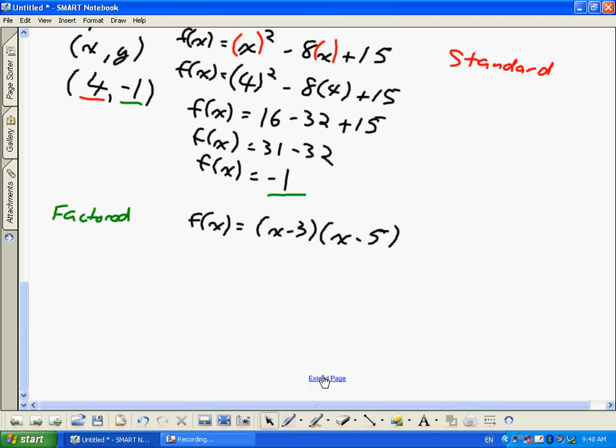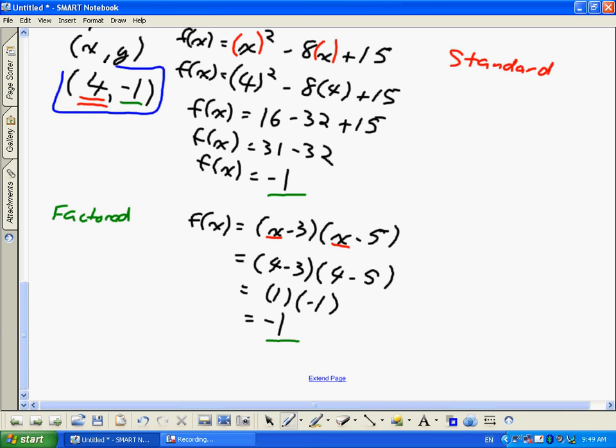Okay? Like we said before, we still have to plug in our value of 4 in for both x values. So this will become 4 subtract 3 times 4 subtract 5. This becomes 1 multiplied by negative 1, negative 1. Found the exact same answer, so there's no difference here. I'm going to find the exact same y value. Okay, so I have a y value now. And I have my entire coordinate, which is 4 and negative 1.